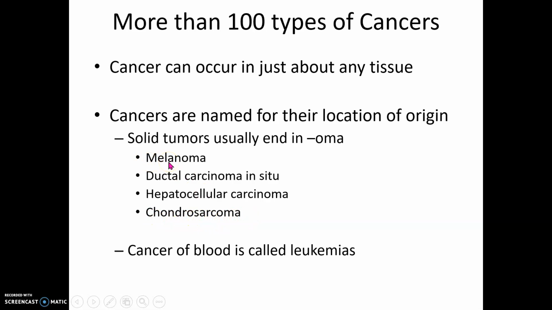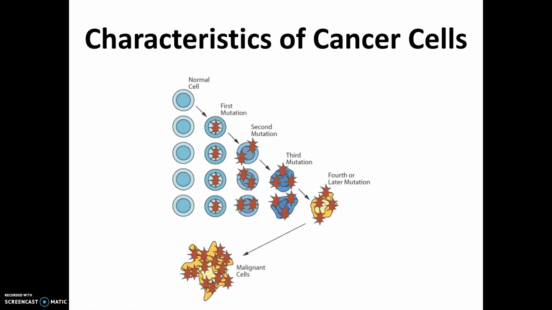Melanoma, I'm sure you'll all tell me, oh, that's skin cancer. Ductal carcinoma in situ is breast cancer. Hepato, liver, so that's the prefix for liver, and chondro, bone, also the prefix for bone. So for everyone who has aspirations in medical school, these are some things you will learn in a medical terminology class. And then cancer in the blood is usually referred to as different leukemias.